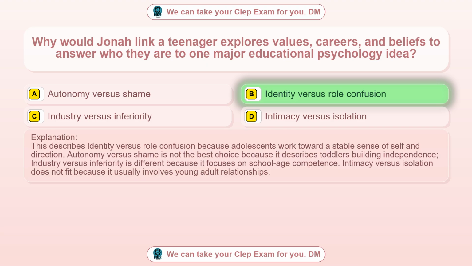This describes identity versus role confusion because adolescents work toward a stable sense of self and direction. Autonomy versus shame is not the best choice because it describes toddlers building independence. Industry versus inferiority is different because it focuses on school-age competence. Intimacy versus isolation does not fit because it usually involves young adult relationships.